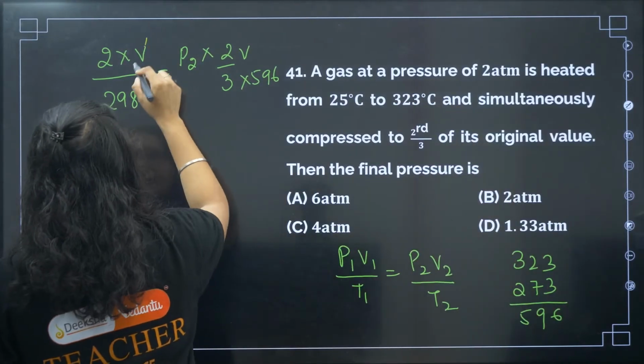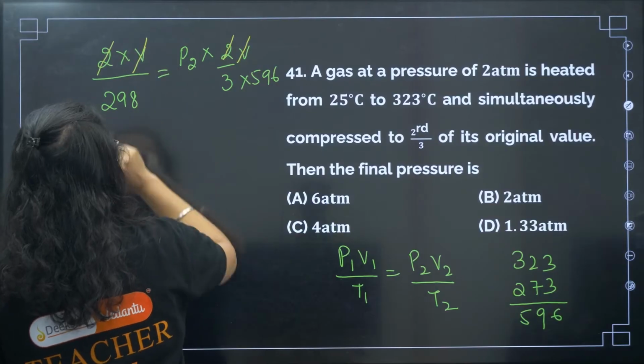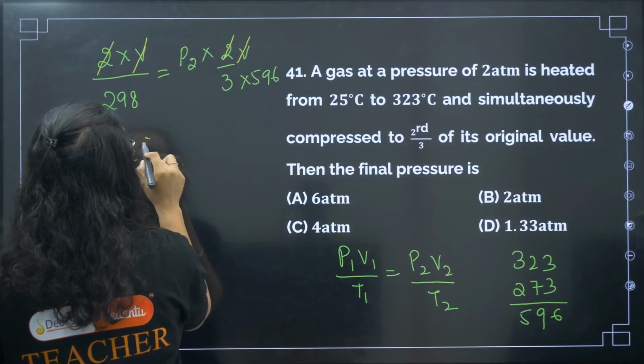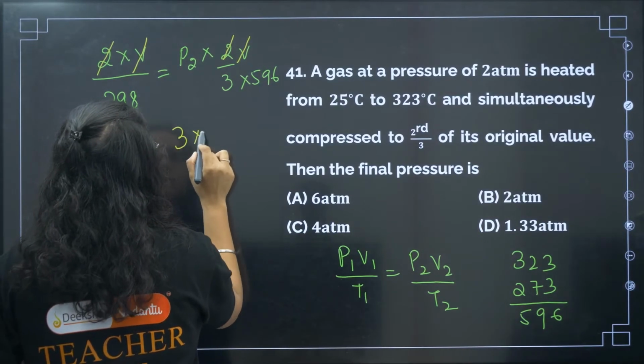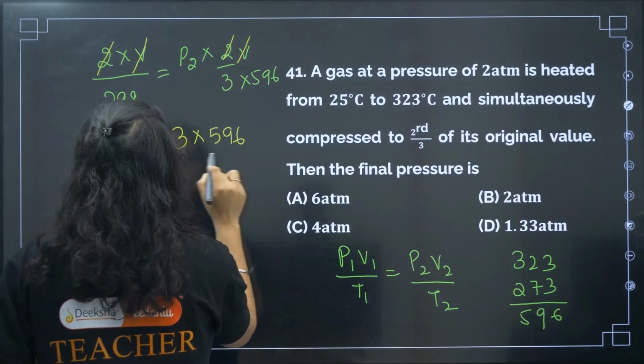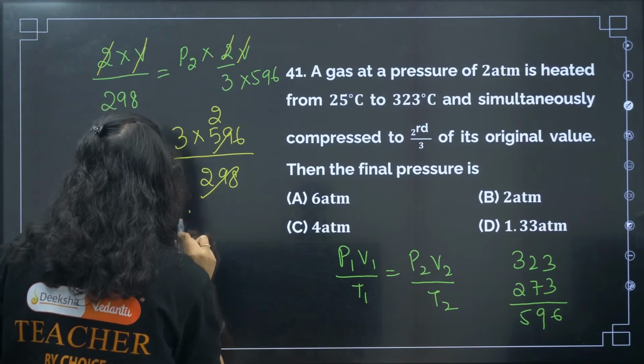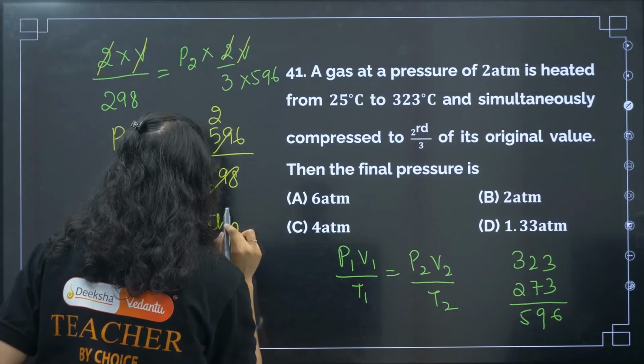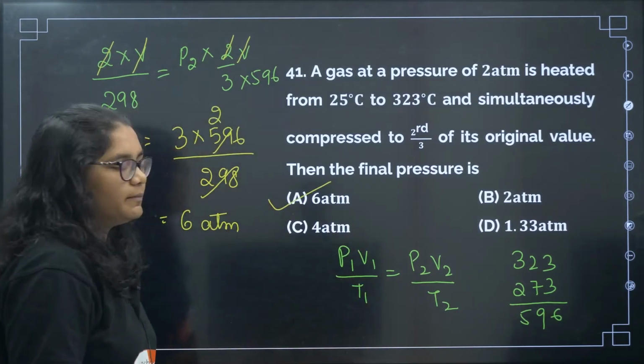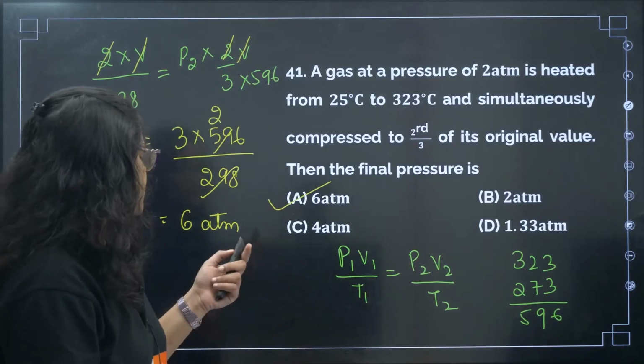So now you see we can cancel V, and 2, 2. Okay. So P2 will be equal to 3 into 596 by 298. So this one will be 2. So I'll get 6 atm. Okay. So the correct answer for this question will be option number A, that is 6 atm.